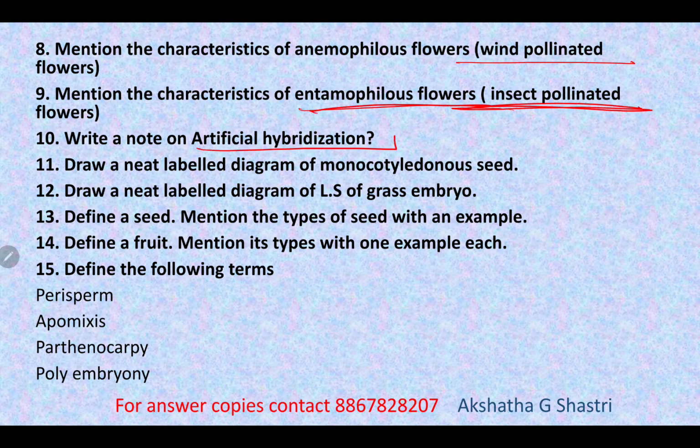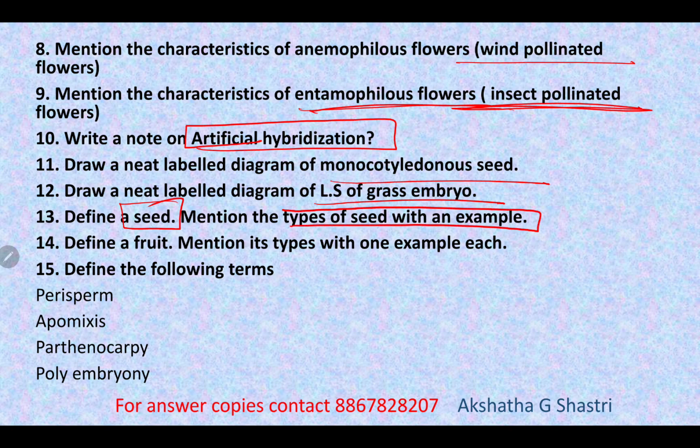Write a note on artificial hybridization. Draw a neat labeled diagram of monocotyledonous seed, grass embryo, LS that you have to write. Or else define a seed, mention the types of seed with an example. Define fruit, mention its types with one example each. And define the following terms they may ask. This is all 1 mark: perisperm, apomixis, parthenocarpy, polyembryony.